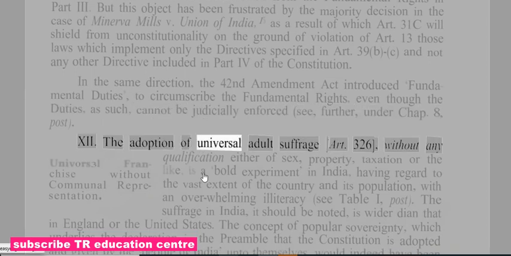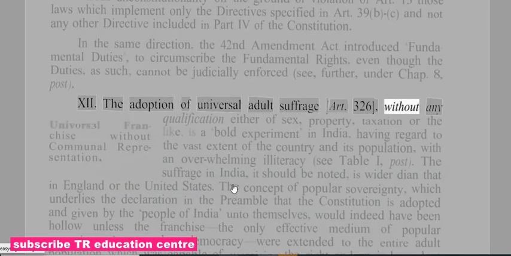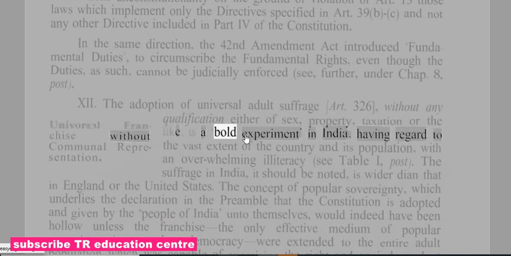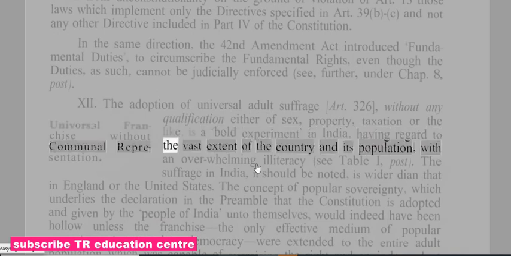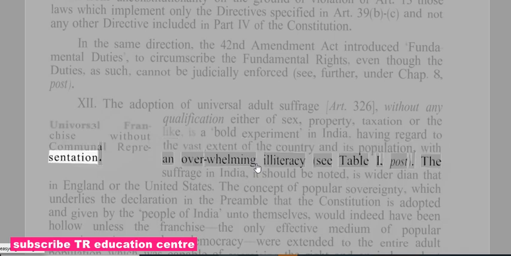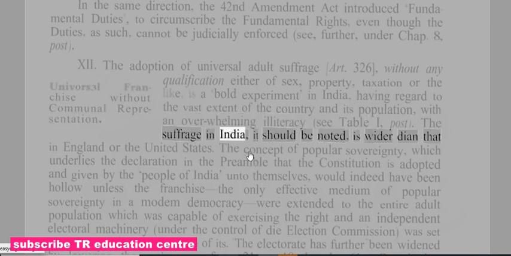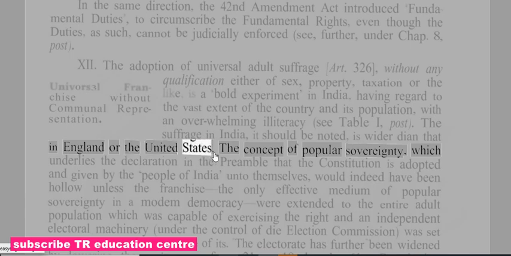The adoption of universal adult suffrage, Art. 326, without any qualification either of sex, property, taxation or education, was a bold experiment in India, having regard to communal rivalries, the vast extent of the country and its population, with poverty, and an overwhelming illiteracy, see Table I, Post. The suffrage in India, it should be noted, is wider than that in England or the United States.